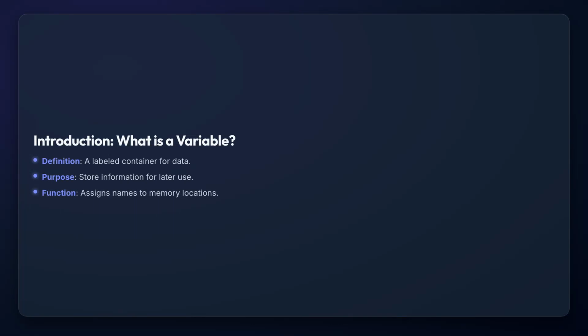Welcome to our lesson on variables. Think of a variable as a labeled container in your computer's memory. Instead of memorizing raw data, you give that data a name, like user_score or player_name. This allows you to store, retrieve, and change information easily throughout your program. It is the fundamental building block for managing data in Python.